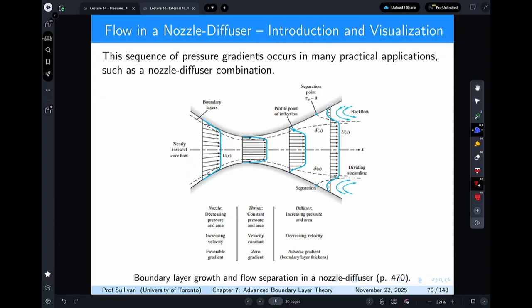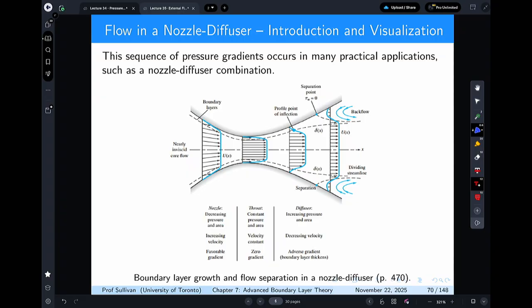And this is where you start to tie back to your Bernoulli equation. You have a favorable gradient. At the throat, you have constant pressure and area, so it doesn't change. And so in those cases, you have a constant velocity and 0 gradient. And then finally, you have a diffuser. As you come out, you have increasing pressure and area, decreasing velocity, and an adverse gradient.